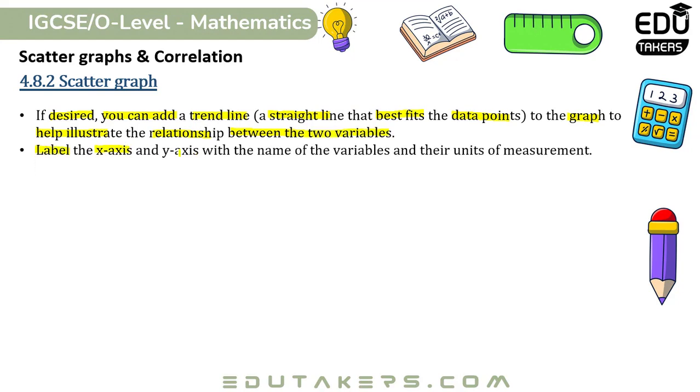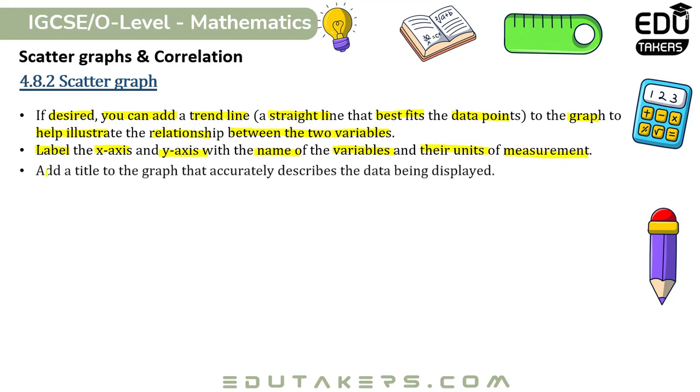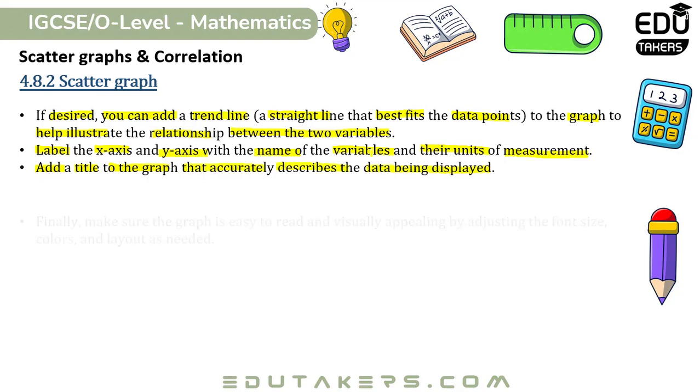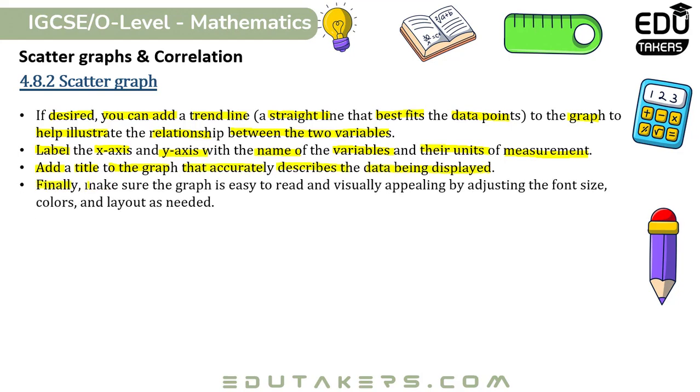Label the x-axis and y-axis with the name of the variables and their units of measurement. Add a title to the graph that accurately describes the data being displayed. Finally, make sure the graph is easy to read and visually appealing by adjusting the font size, colors, and layouts as needed.